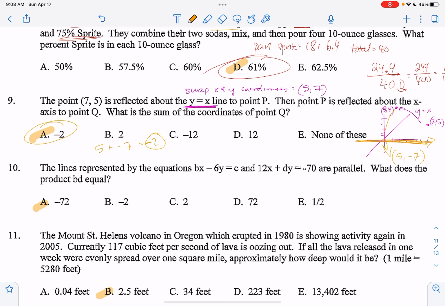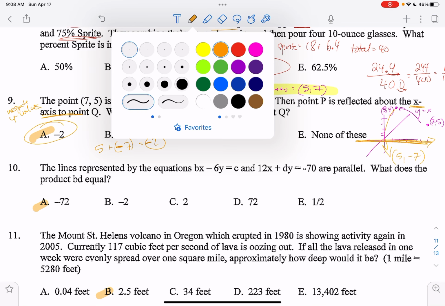Choice A. So reflect over y equals x, you swap the coordinates, and reflect about the x-axis, you negate the y value. The x stays the same.